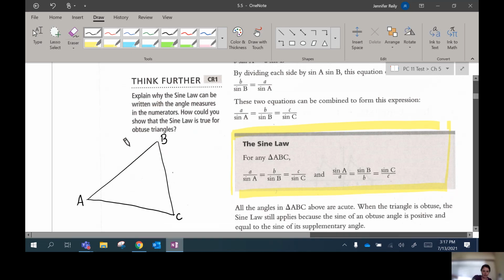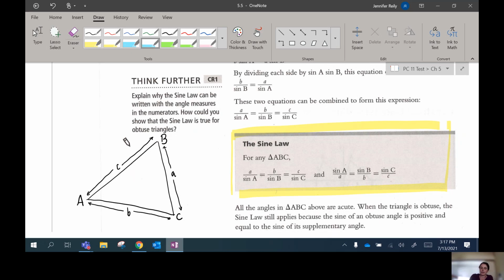Okay, so this would be called a. This would be called b because it's across from angle B, and this side would be labeled side c because it's across from angle C. So again, these little letters are referring to the entire side length, whereas the big letters are referring to the angles. Okay, so now that we know how to label a triangle, let's look at what the sine law says.